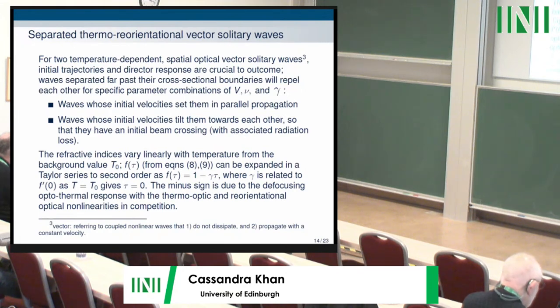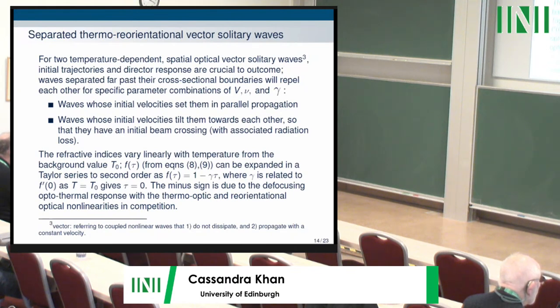Our second study was to take two beams and send them through the crystal. So the way we set this up was we had beams where we had the initial orientation having them run through the crystal in parallel, and beams where the initial velocities would tilt them towards each other, so they would have a beam crossing. And the refractive indices for the nematic liquid crystal, of course, vary with temperature from a background temperature. And this was our expansion here with incorporating the walk-off, as usual.